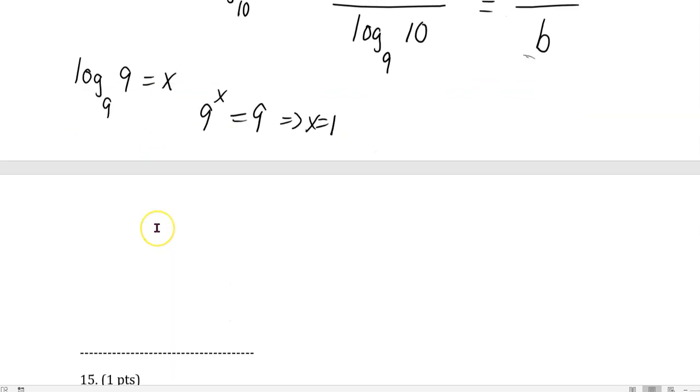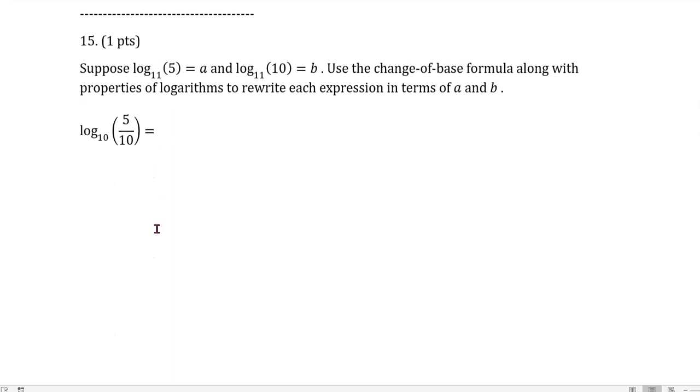Let's take a look now at the next problem, which is problem number 15. Suppose the log base 11 of 5 is A and the log base 11 of 10 is B. Use the change of base formula along with properties of logarithms to rewrite each expression in terms of A and B. This time we have the log base 10 of 5 divided by 10. We could, if we wanted, simplify this before starting.